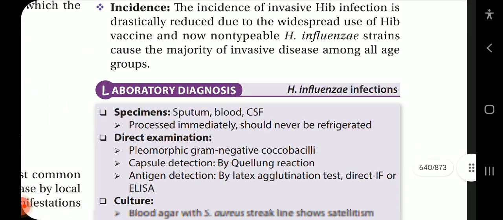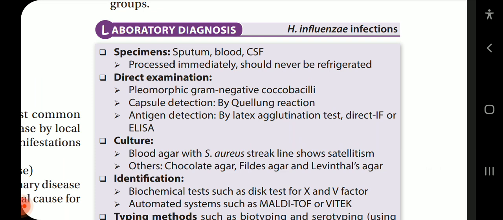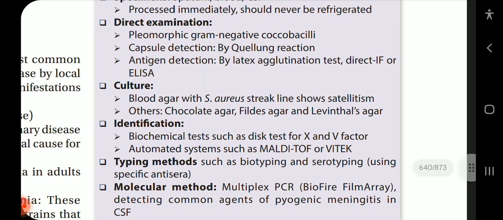Now, the lab diagnosis of Haemophilus influenzae infections. Specimen, of course, is sputum, blood, CSF. Processed immediately, should never be refrigerated. Direct examination reveals pleomorphic gram-negative cocobacilli. Capsule detection by Quellung reaction and antigen detection by latex agglutination test, direct immunofluorescence or ELISA. Culture: blood agar with Staphylococcus aureus streak line shows satellitism. Others like chocolate agar, Fildes agar, and Levinthal's agar can also be used.